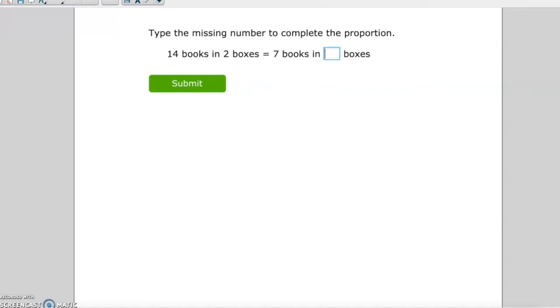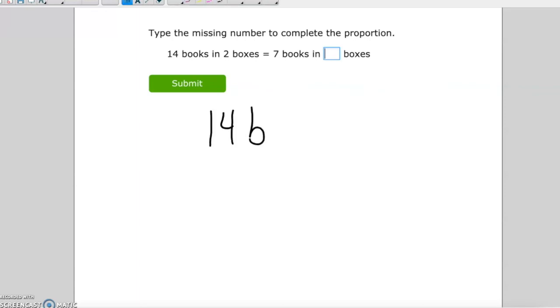All right, so your next IXL is a lot like we did yesterday, really. Okay, we're using rates to find a missing number here. It says type the missing number to complete the proportion. A proportion means they're equal. We'll get into more proportions tomorrow when I'm back. So let's set this up.